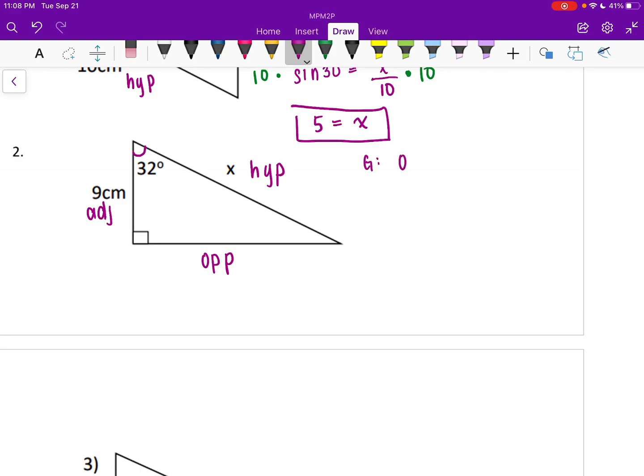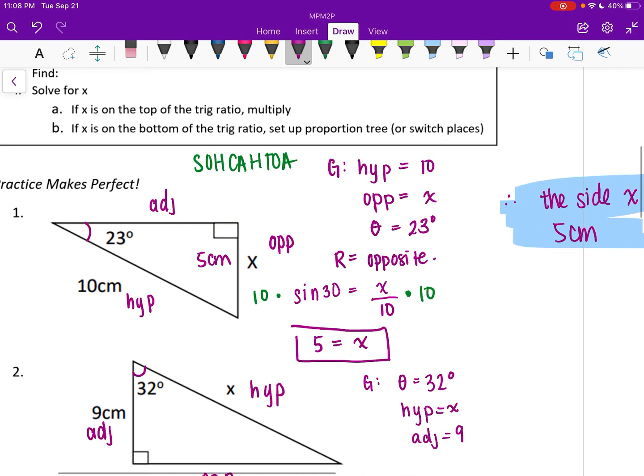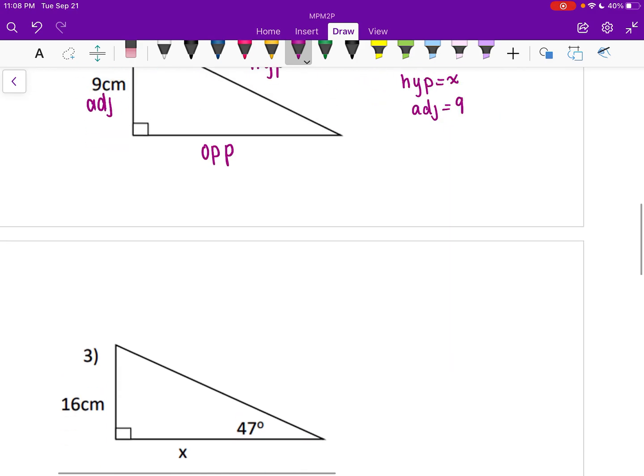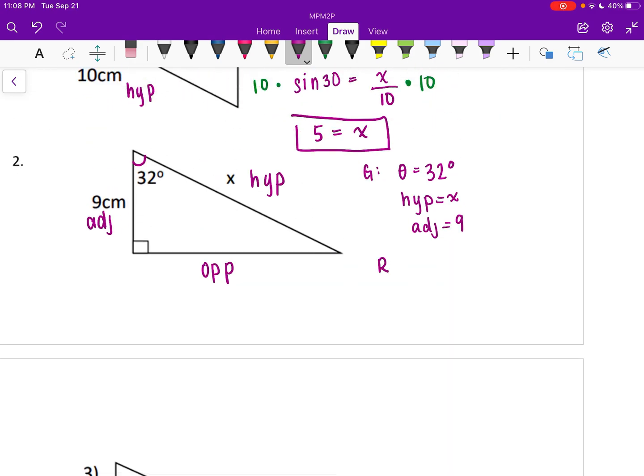We're given the angle, which is just 32 degrees. We are given the hypotenuse, which is x, and we're given the adjacent, which is just 9. So if we have the adjacent and the hypotenuse, let's go back up here. That's going to be cosine. So I'm going to write cosine theta is equal to adjacent over hypotenuse. Let's plug in what we have. So cosine, the angle is going to be 32.